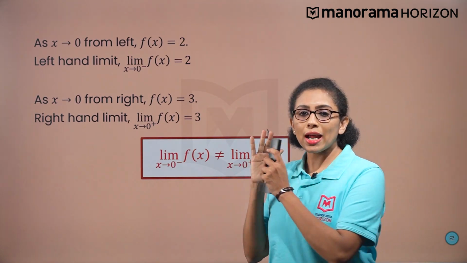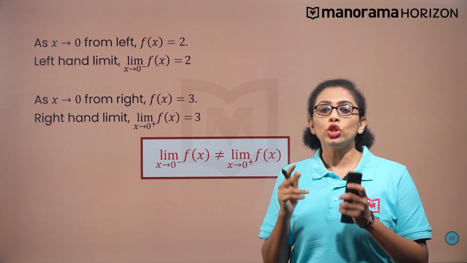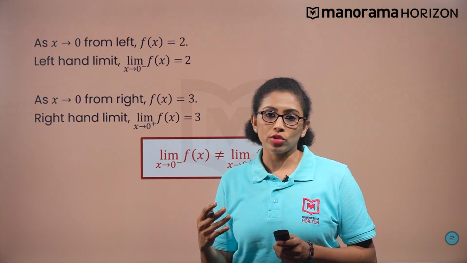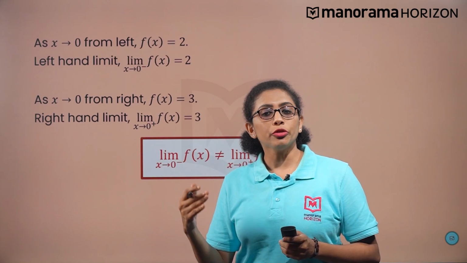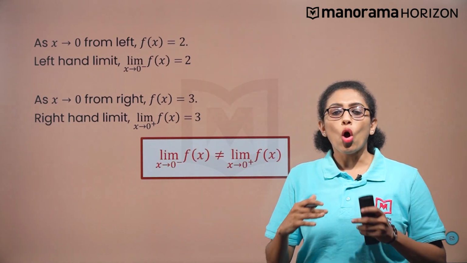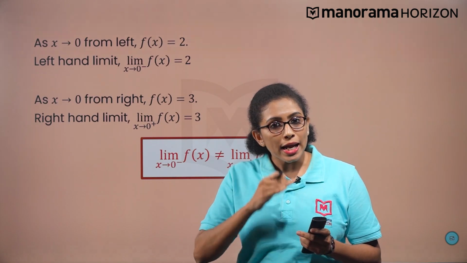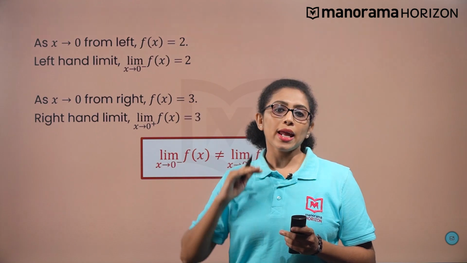So, from the given example, we got an idea that there are essentially two ways x could approach a number a, either from left or from right. That is, all the values of x near a could be less than a or could be greater than a. This will lead to two limits. One is the left hand limit and the other is the right hand limit.